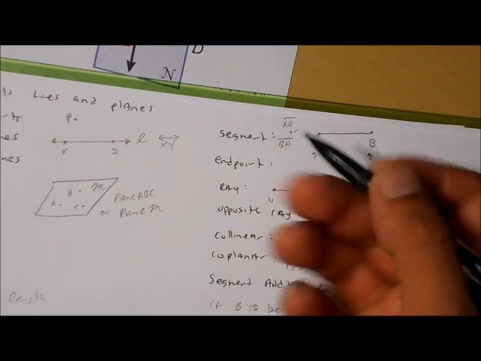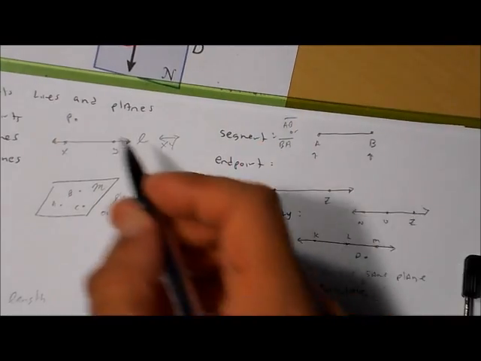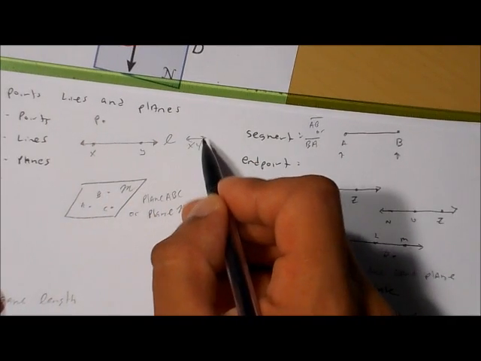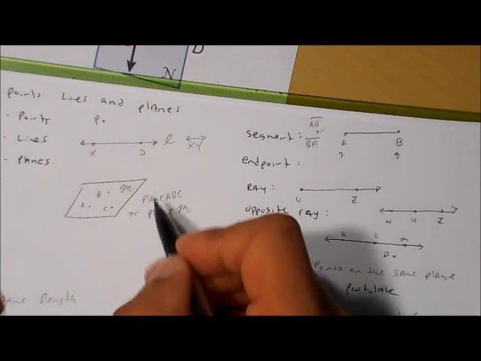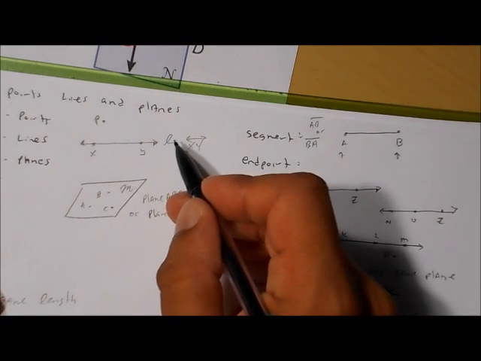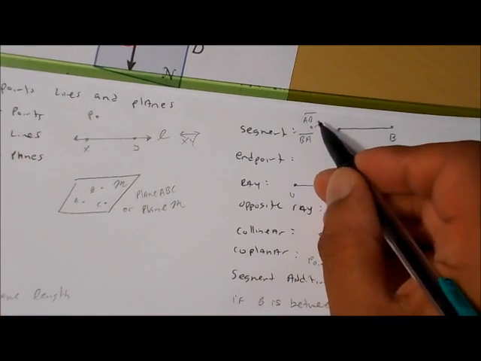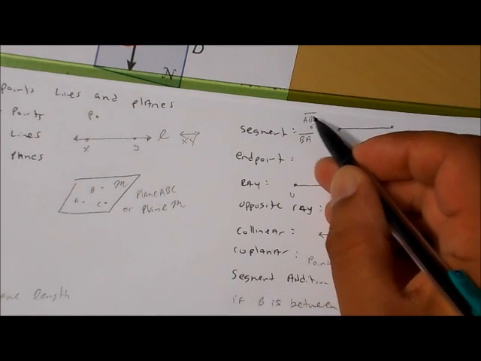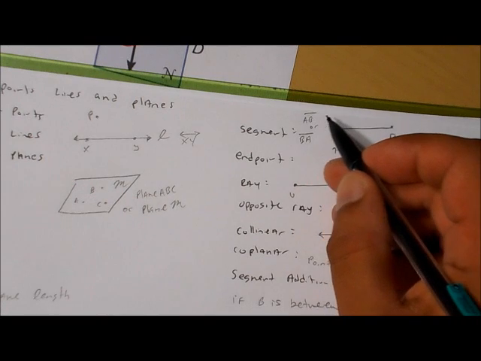Now, the way you're able to write the notation of all this: all these right here, that's a notation for a point. This is a notation for a line. This is notation for a plane. This is another notation for a line. Now, notation for a segment would be capital A, capital B, and then a bar on top of it.